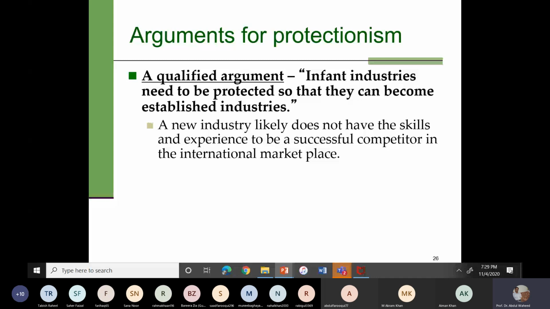So then the problem is that once an industry is protected by government, whenever government tries to remove that protection, they lobby and approach the government, saying that when this protection is removed, we will not be able to compete with foreign producers, and then our production will decrease and our employment will decrease and unemployment will increase. So that is the problem.